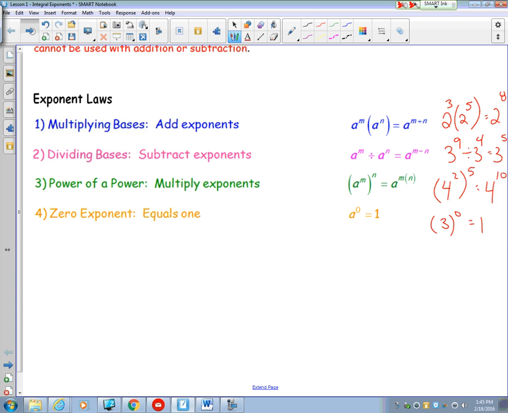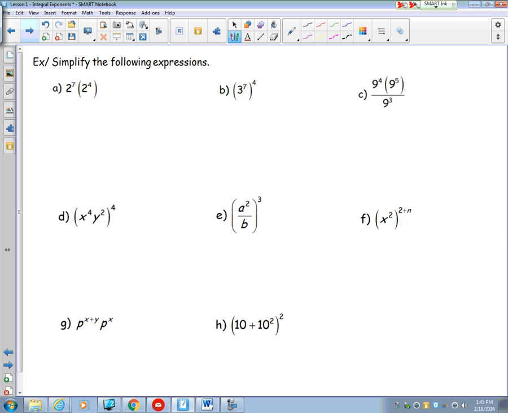I want to simplify some expressions. Simplify means make it easier, prettier, nicer, a smaller version. All right, so rules. I got bases that are multiplying. That means I'm going to add my exponents. I got power of 11. I got a power to a power. And I'm going to multiply my exponents. Okay, so 3 to the power of 28.